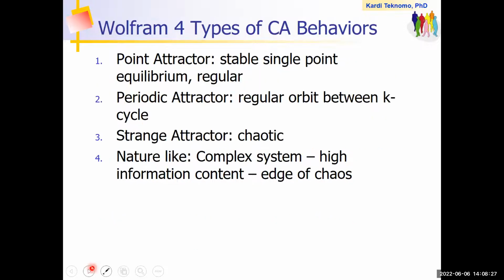So then Wolfram said, look, I divide, so he divided CA behavior into 4 types in his paper. Number 1 is point attractor. So this is either a stable single point equilibrium or regular.